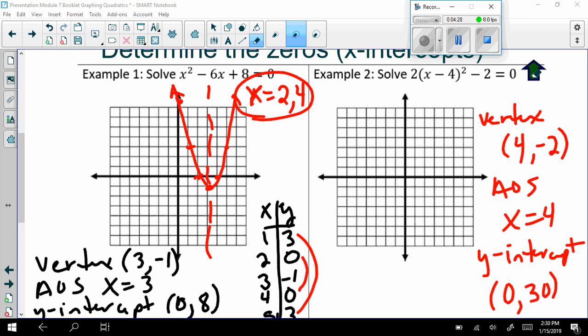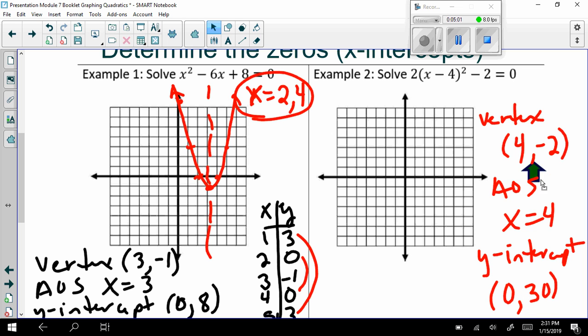Okay, now example 2. In example 2, I am in vertex form, because I've got this x minus 4 squared minus 2. I went ahead and picked my h comma k. So my vertex is 4 comma negative 2, which makes my axis of symmetry equal to 4. Now, when I go to find my y-intercept, I plug 0 in for x, and I do my arithmetic, and I get a very large number, which is way far off my grid.